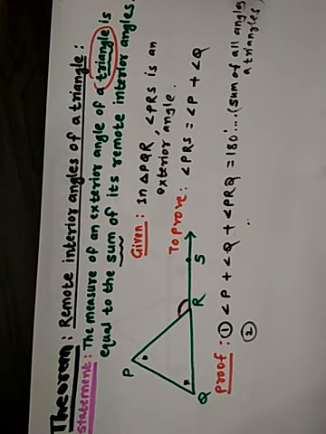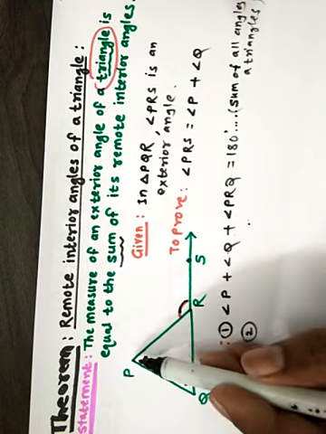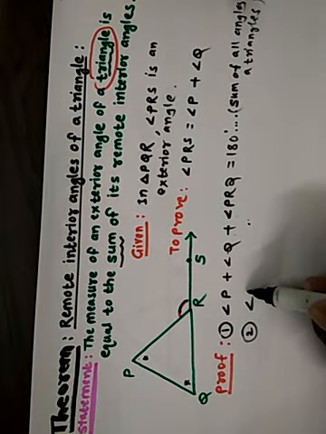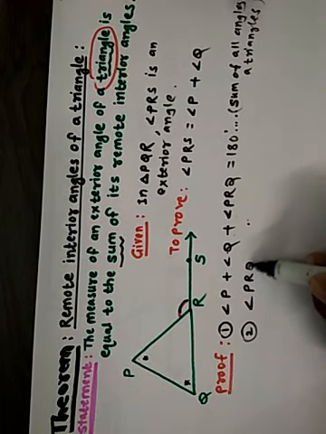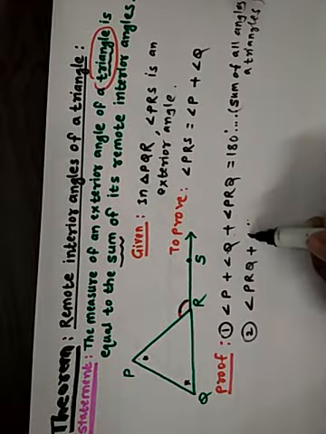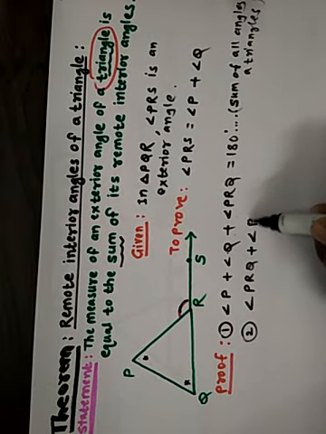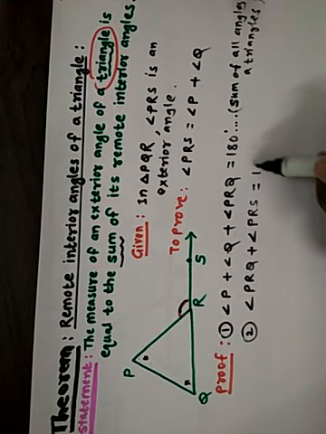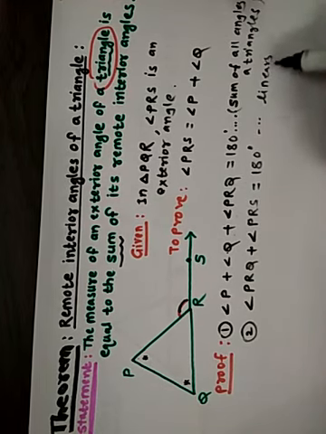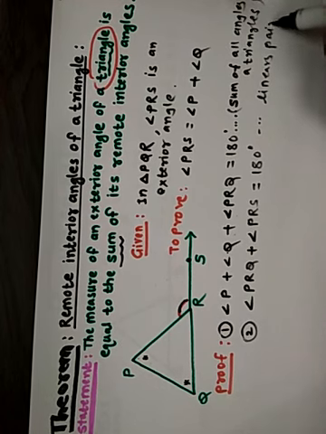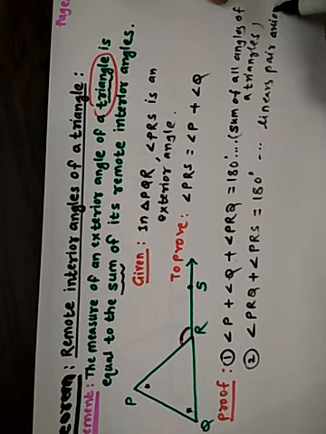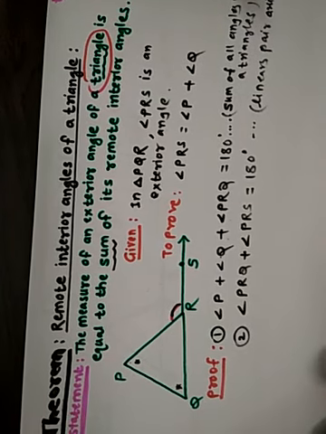The second property we use is that these two angles, angle PRS and angle PRQ, are linear pairs. Therefore, the linear pair axiom says the sum of these two angles is 180 degrees. Angle PRQ plus angle PRS is equal to 180 degrees. The reason is: linear pair axiom, or angles in a linear pair.